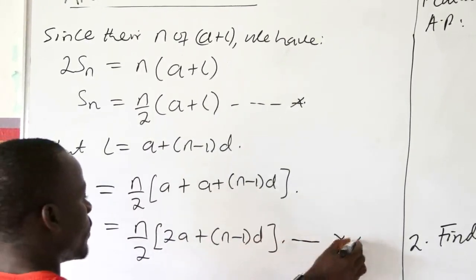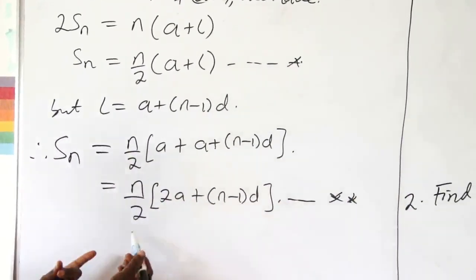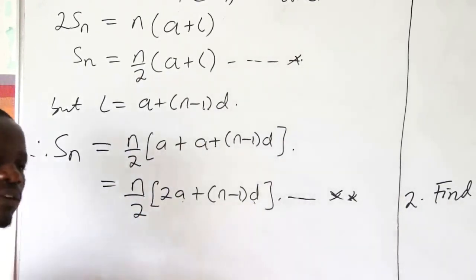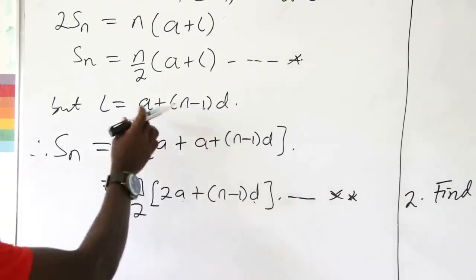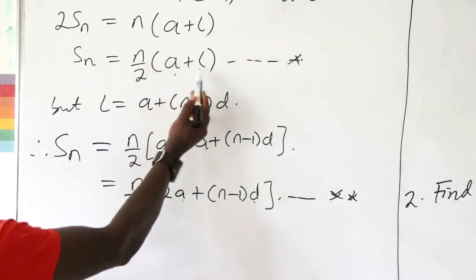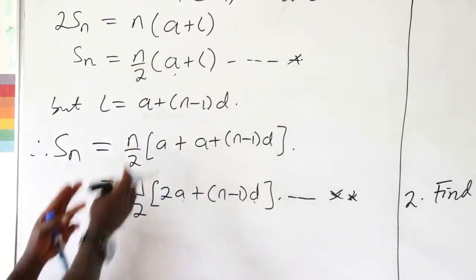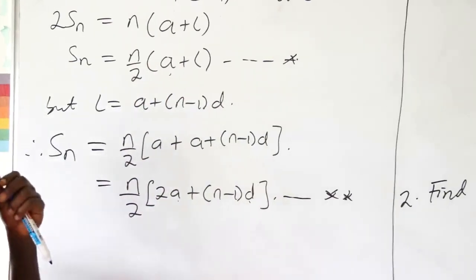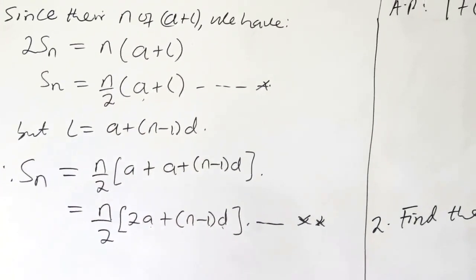And this is another very, very important formula. So with this formula, if you know the number of terms n, the first term and the common difference, you can easily find the sum of the terms in that arithmetic progression. But if you know the number of terms, the first term and the last term, you can also use the other one to find the sum of terms in an arithmetic progression. So take note of these two important formulas for the sum of terms in an AP. We shall take some examples and see how we can apply these formulas to solve problems.